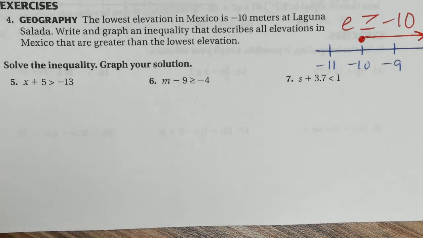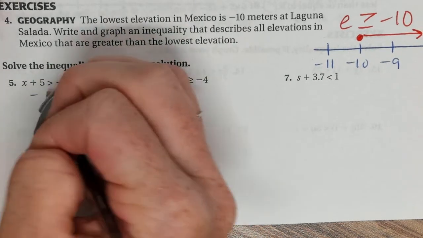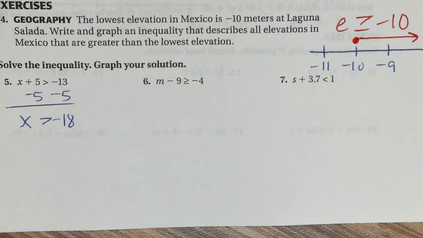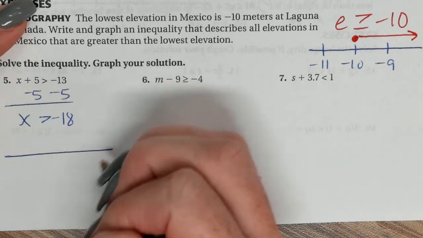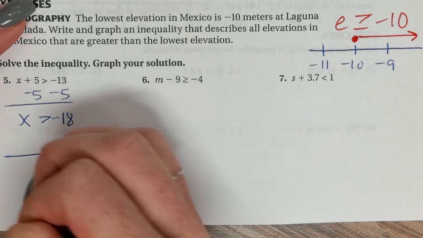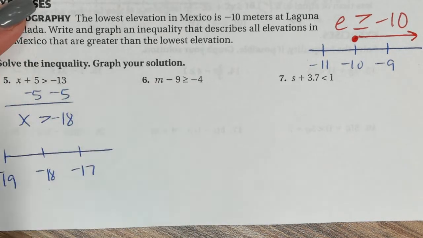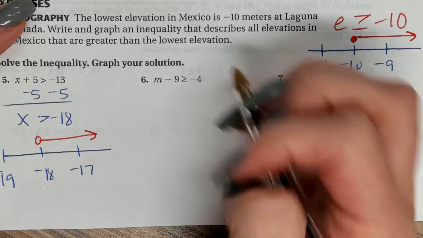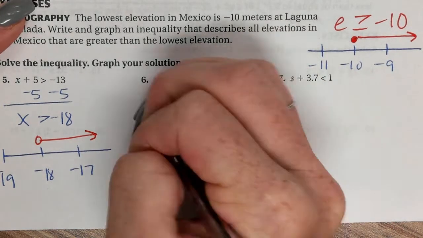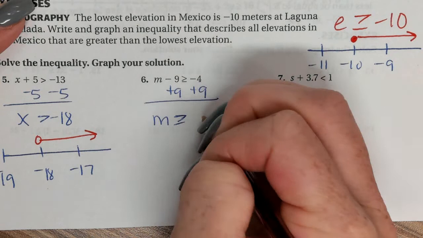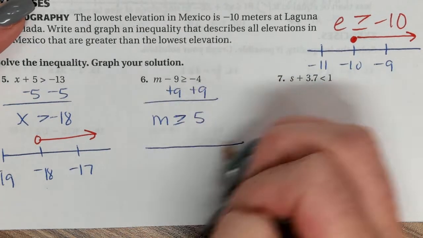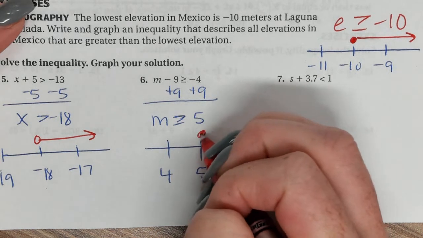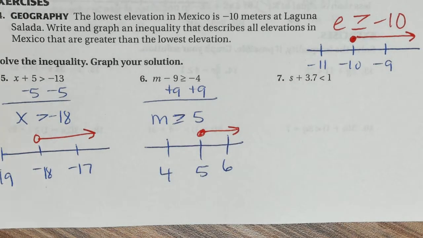Okay, these were super easy. So you're going to subtract 5. You're going to get x is greater than -18. So here's -17, -18, -19. Open dot shaded to the right. So plus 9. M is greater than or equal to 5. So here's 4, 5, 6. Solid dot shaded to the right.